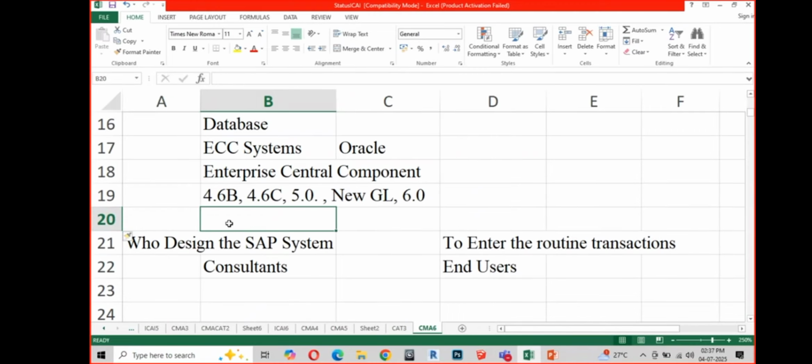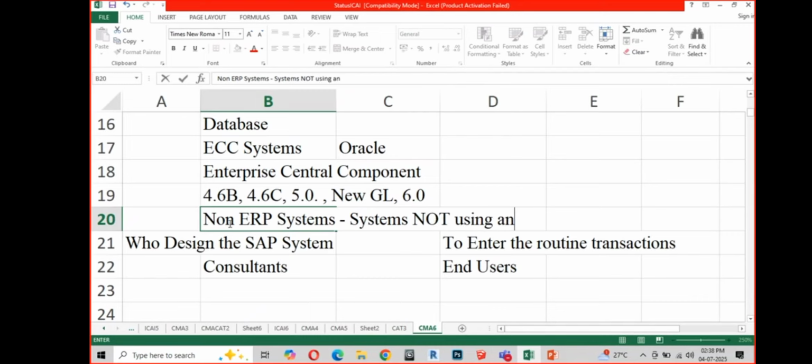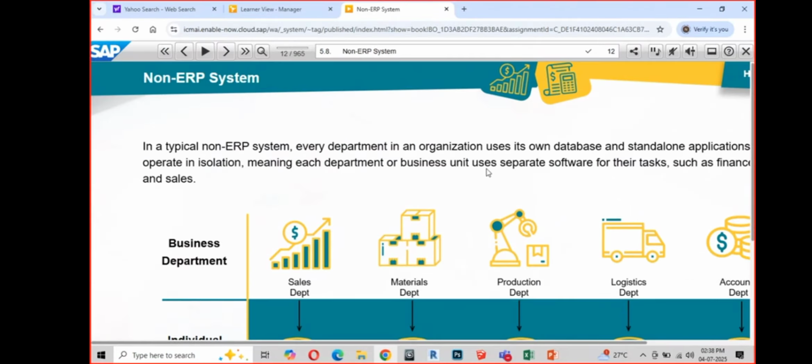What are the non-ERP systems? Systems not using any ERP product, or any organizations which are working on systems without any ERP products. They are called non-ERP systems. I have made a note of this because you had something called a non-ERP system, so you should not be wondering what a non-ERP system is. Simple: a system which is not using any ERP product for your business.